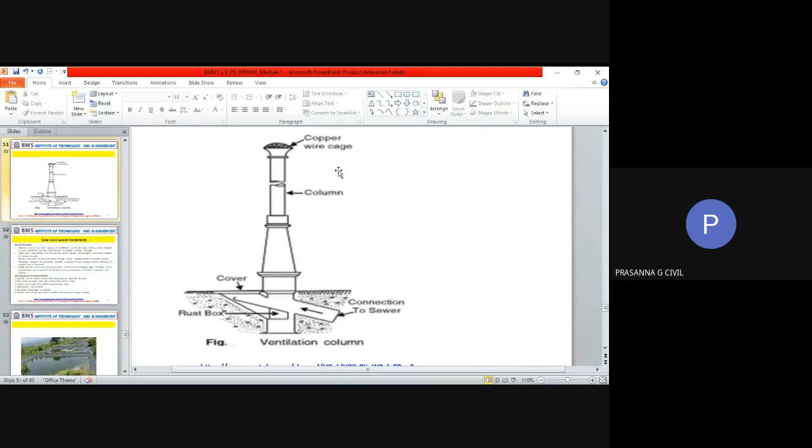Testing has to be done for straightness of pipe. Testing has to be done for obstructions in pipeline. So for all these, you will do testing. Then we come to ventilation.